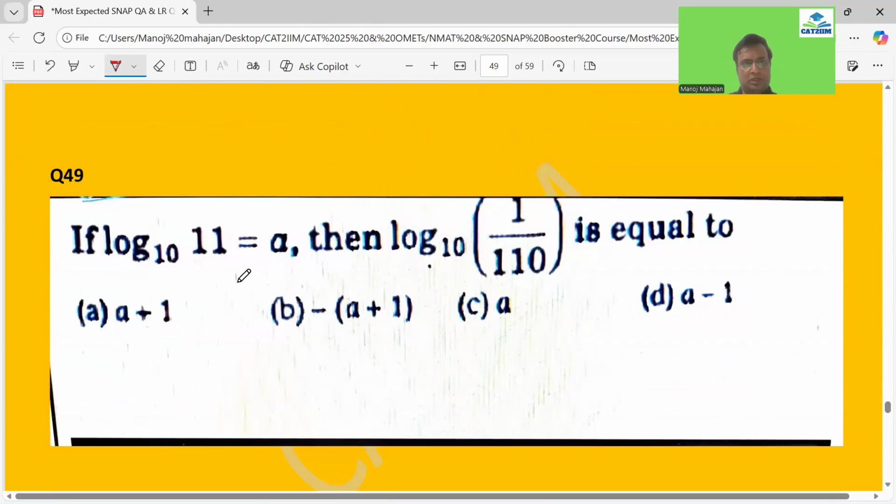Okay, so log 11 to the base 10 is given this. Can you write log m by n as what? Log m minus log n, right? So can I write like this? Log 1 is 0. Now I can use the log m into n property, that is log m plus log n. So this could be written as this. Correct? So basic log concept is there, right? Log 11 to the base 10, they are saying is a. This is 1. So this is the answer we get, right?